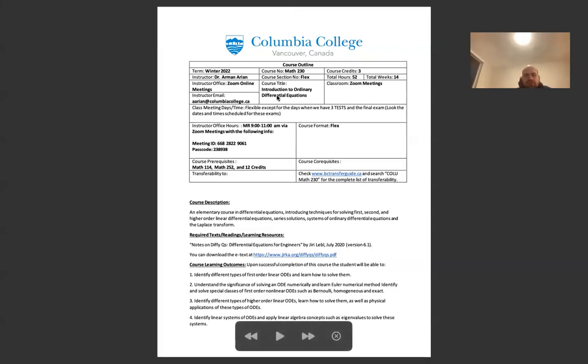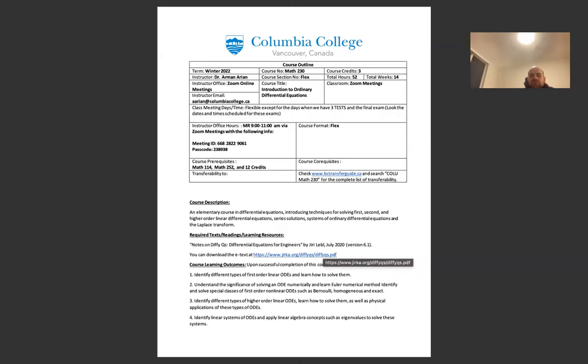Okay, here's some basic information about the course. So I'm sure you know about most of them. The office hours will be with Zoom. I wrote the meeting ID and passcode for that. And for the textbook, please note that the text will be open source and you can easily download the textbook with this link that I included here. And I also wrote some learning outcomes for this course, what we want to do.